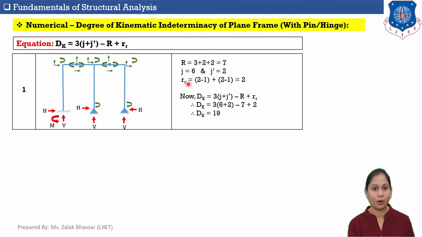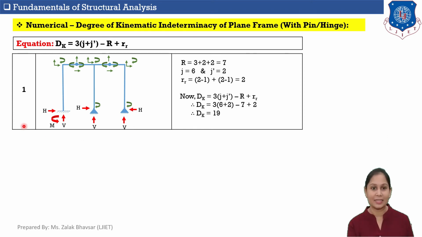Now let's put the values of J dash, R and RR in the equation of dk to calculate the degree of kinematic indeterminacy of this given plane frame. So the equation is dk is equal to 3 in bracket j plus j dash minus capital R plus RR. Here the value of j as we calculated is 6, j dash is 2, value of R is 7 and value of RR is 2. So we get dk is equal to 19. It means we can say that total 19 displacements are possible in this given plane frame.